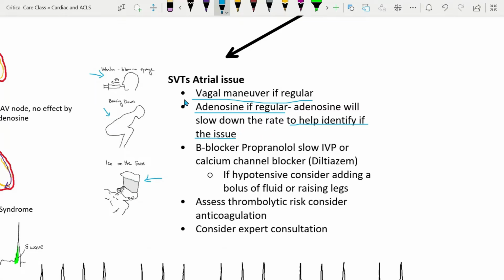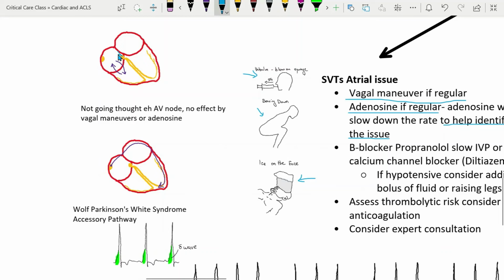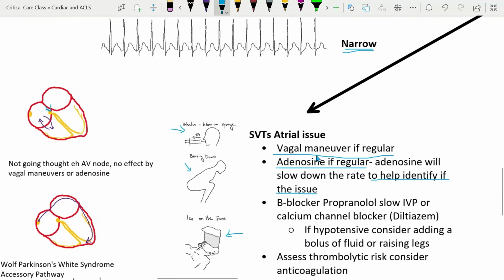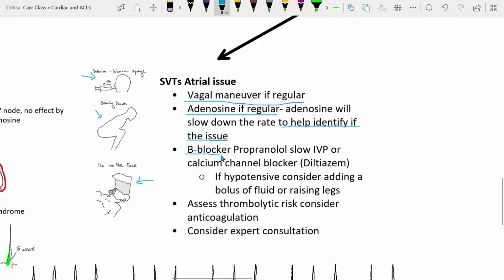Adenosine blocks the AV node and has a very short half-life. Adenosine can be given to block the AV node, thus blocking the re-entering impulse. Also, if the QRS is narrow, beta blockers can be given, for example, propranolol or metoprolol. Also, calcium channel blockers can be given, for example, diltiazem.